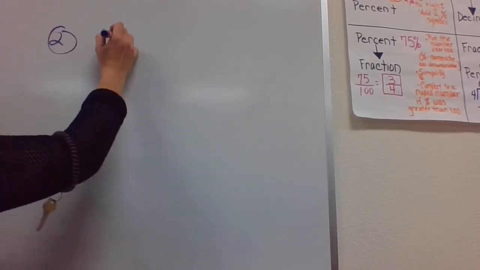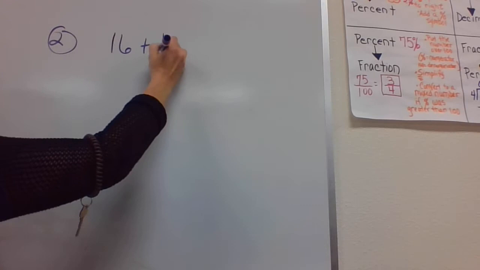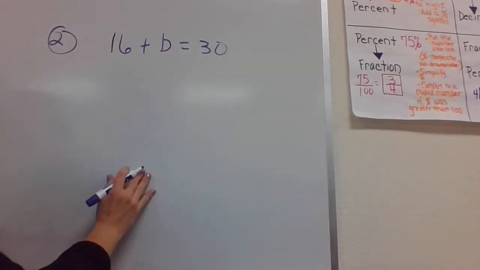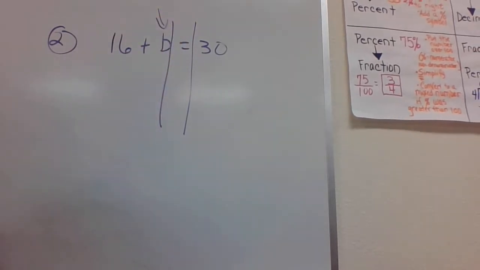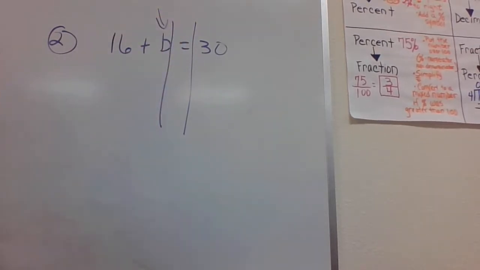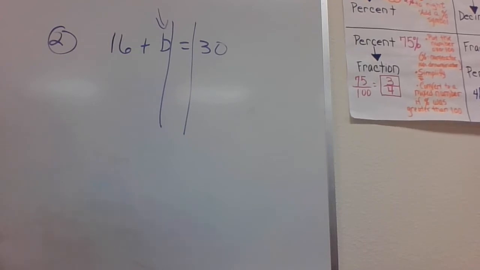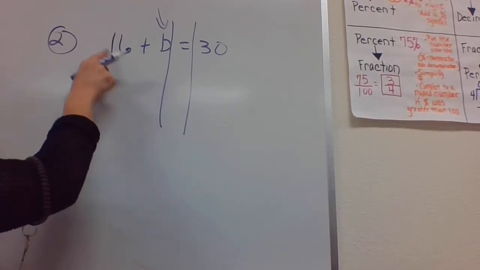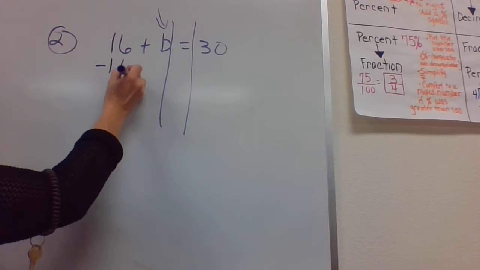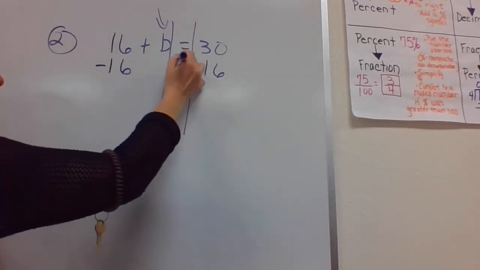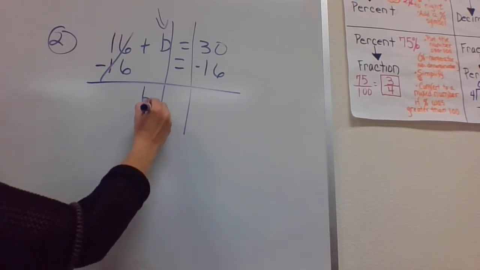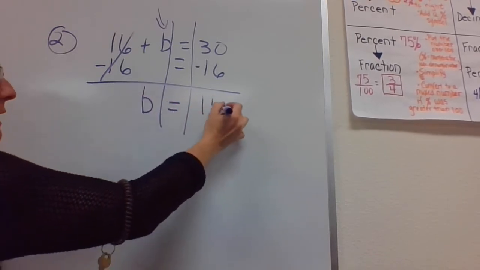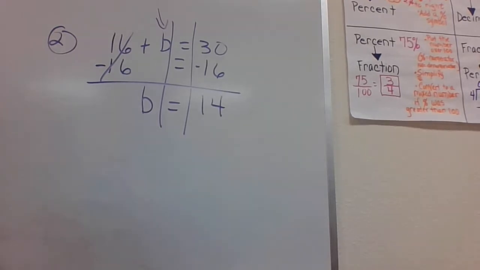Number 2 says 16 plus b equals 30. I need to find my variable, which is b. Notice it's on the left side. So in order for my b to be isolated, I need to get rid of my 16. The opposite of addition is subtraction. So I must subtract 16 from both sides. These two equal 0. Bring down my b equals 14. 30 minus 16 is 14. There's number 2.